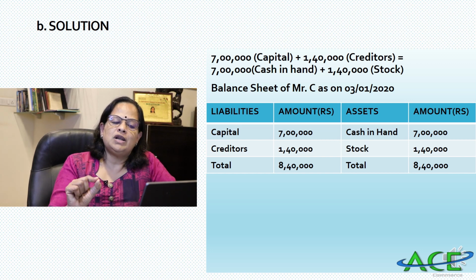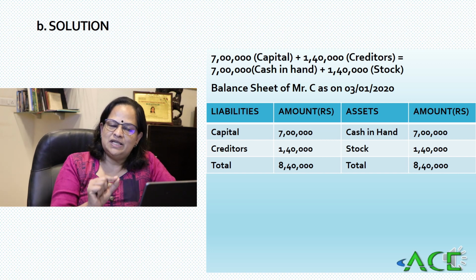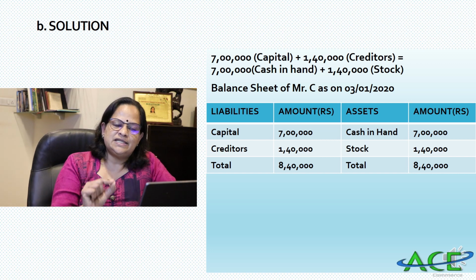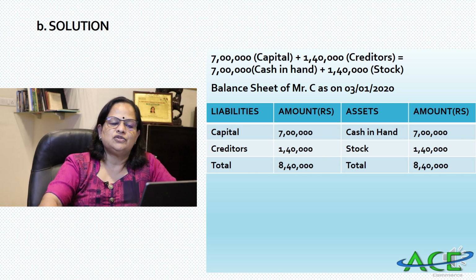That stock will come as 1,40,000. So capital plus creditors will be there on the liability side. Asset side will be cash in hand and stock. So total will be 8,40,000.